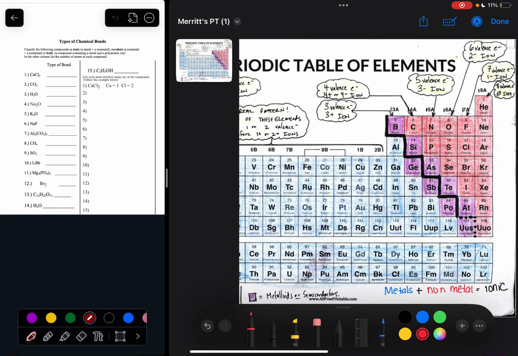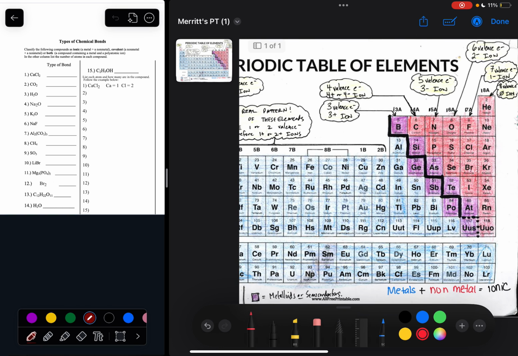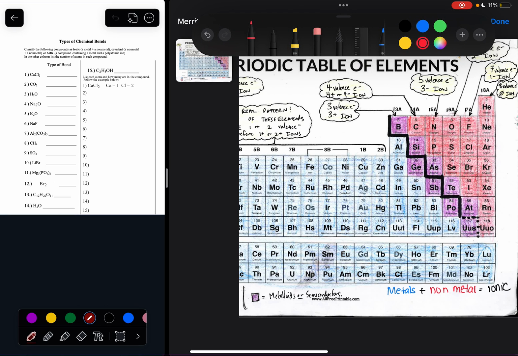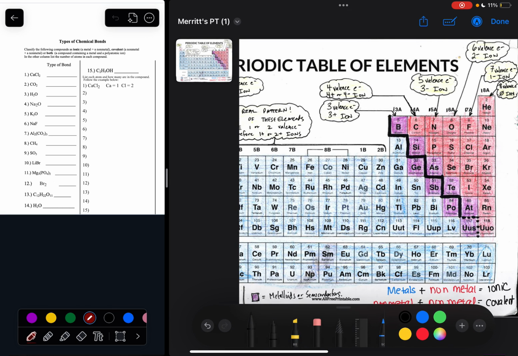And what we started working on this week, can I move this out of the way? There we go. If I have a nonmetal and a nonmetal, that's going to give me a covalent bond. And we mentioned in class, if I have a metal and a metal, that's going to give me a metallic bond, but we're not really worried about those this year.